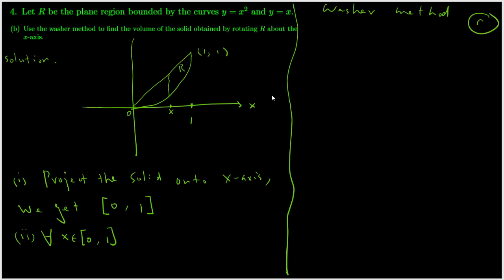A washer is something like that in two dimensions, right? Again, the cross section is obtained by rotating that little line segment around the horizontal axis. You have a washer. In order to get the cross-sectional area, we are going to get the area of the washer. To get the area of the washer, we need to identify the radius, two radii, right?